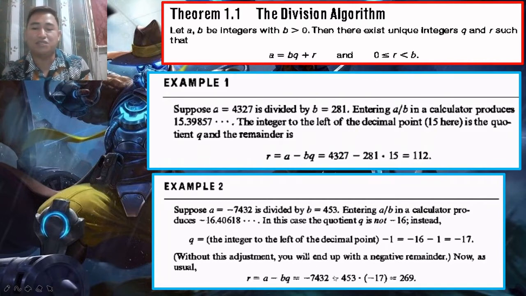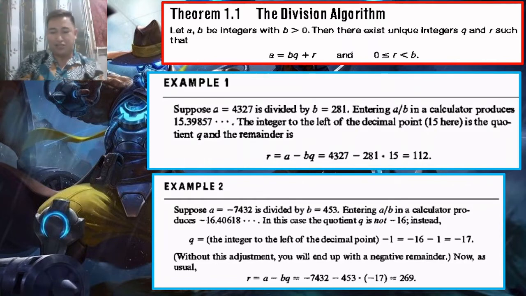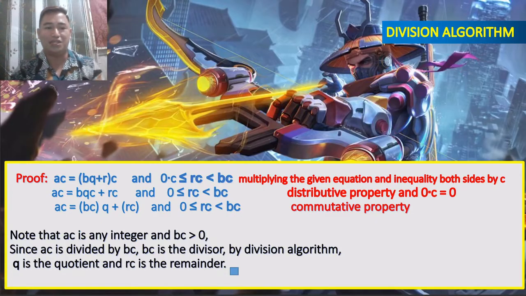So without this adjustment, kung di ta mag-minus 1 diri class, you will end up with a negative remainder. Yeah, dili man pwede negative si remainder. So the remainder is 269 which is smaller than 453. Okay, done with example number 2.